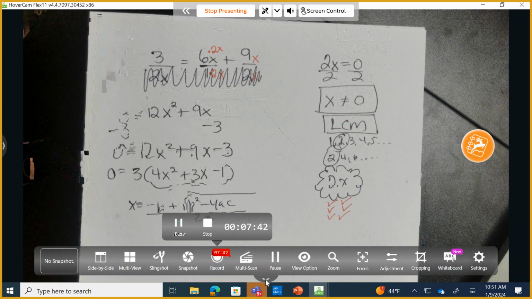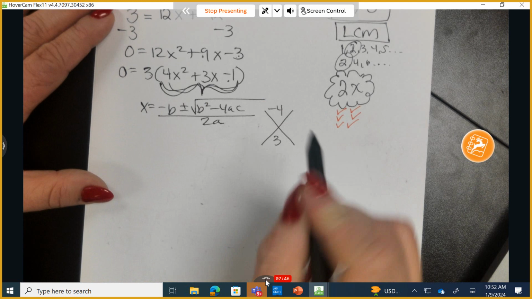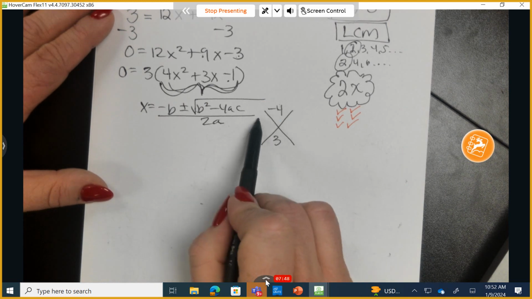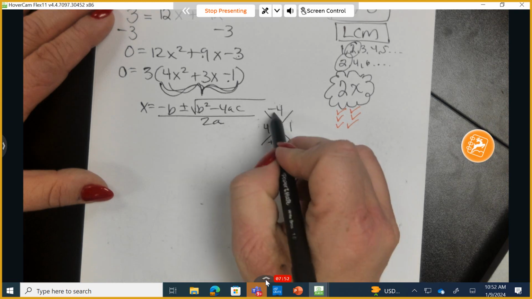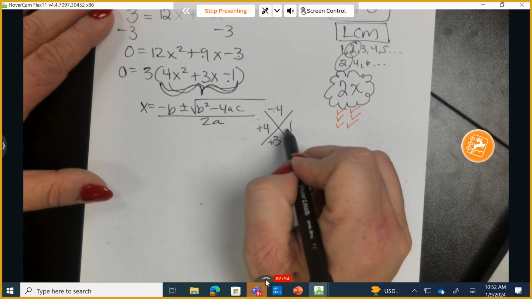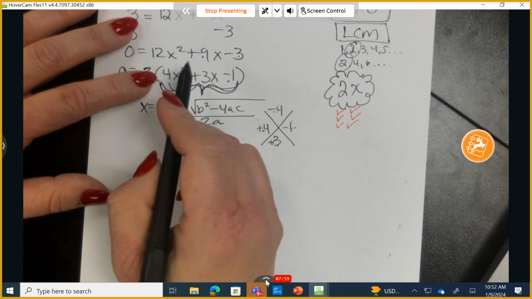I'm going to demonstrate both ways. 4 times negative 1 is negative 4. Okay, what multiplies to give you a negative 4 and combines to give you a positive 3? That'd be 4 and 1, but they have to be different signs. The larger number is positive, the smaller number is negative. That multiplies to negative 4 and combines to 3.